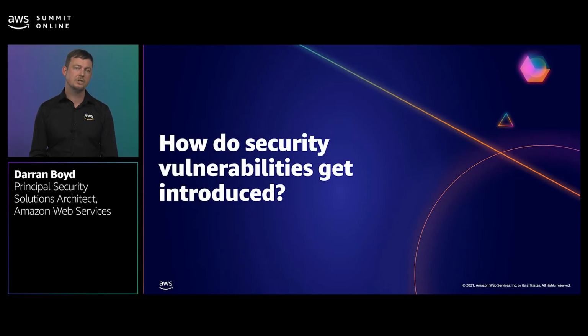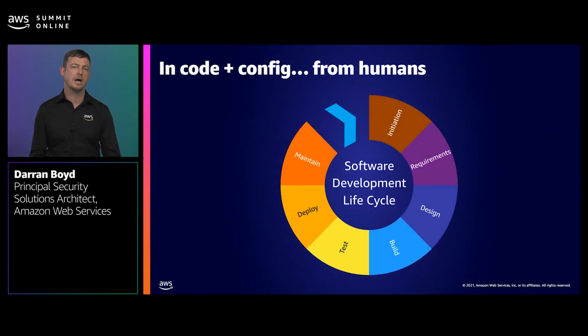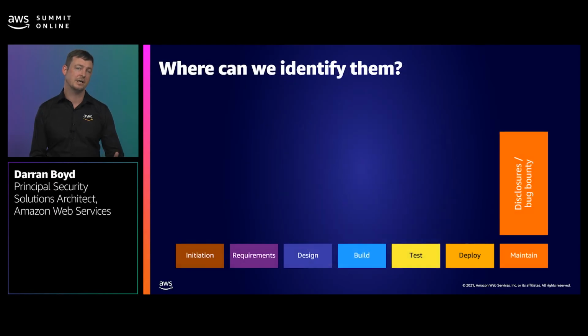To begin, we should ask ourselves the question, how do security vulnerabilities get introduced in the first place? Well, it comes from code and config that we write as humans, and the way we deliver that is through our software development lifecycle. Fortunately, within the software development lifecycle, there are many areas that we have opportunities to identify these issues. So working backwards from a live system, you could find out about these security issues as a result of disclosures from security researchers, be them responsible or not so responsible, or through a bug bounty program if you've embarked on that.